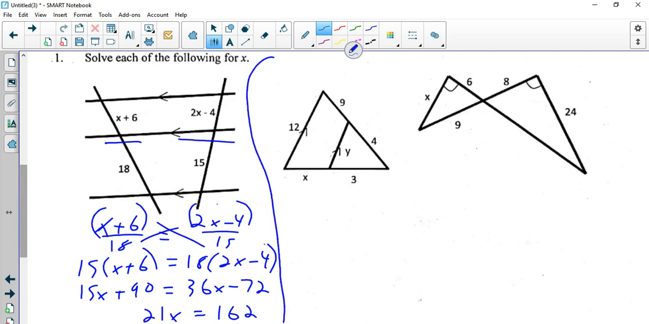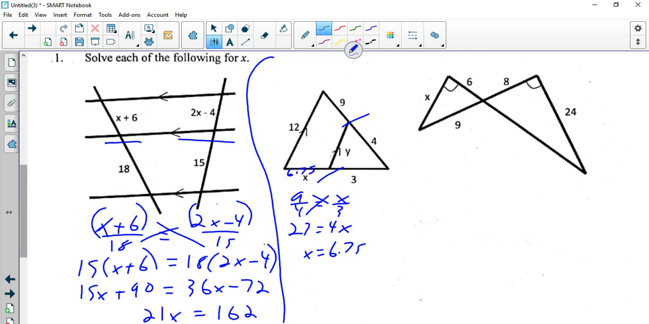All right. I'm going to go for x first. I'm just going to do my fractions right there. Y is going to be a little more challenging, a little more work. So I'm going to do 9 over 4 equals x over 3. Cross multiply. 27 equals 4x. X is 6.75.